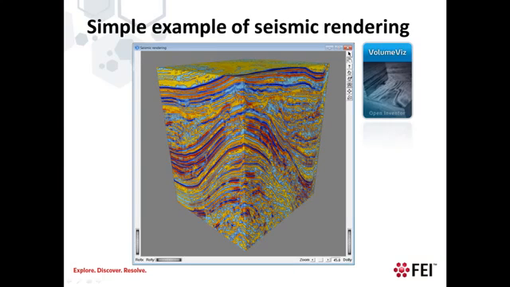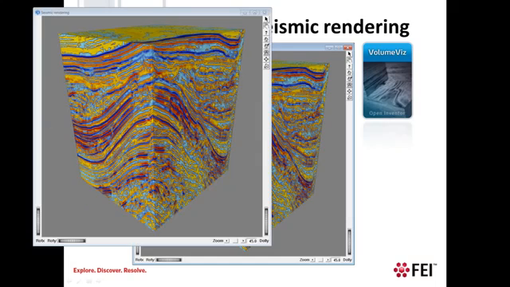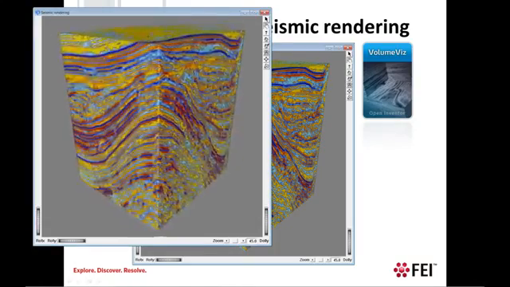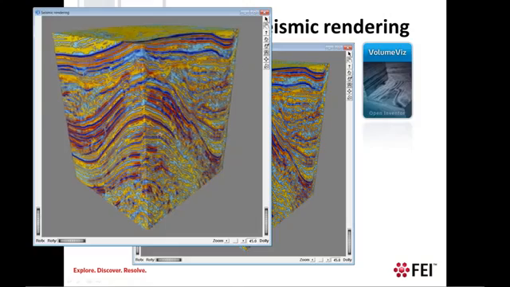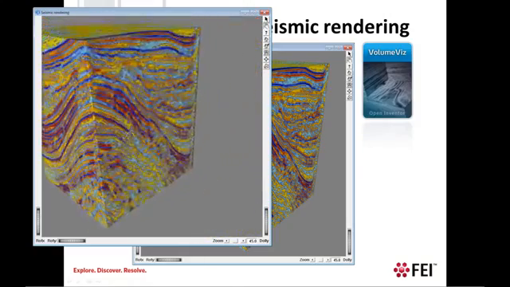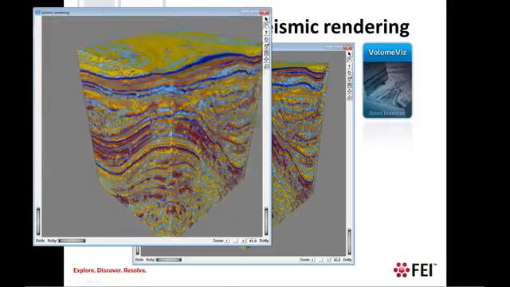Now that we've seen a basic slice example, let's run another VolumeViz example with full volume rendering of the seismic. You can see the viewer's functionality, allowing rotating, panning, and zooming the camera.